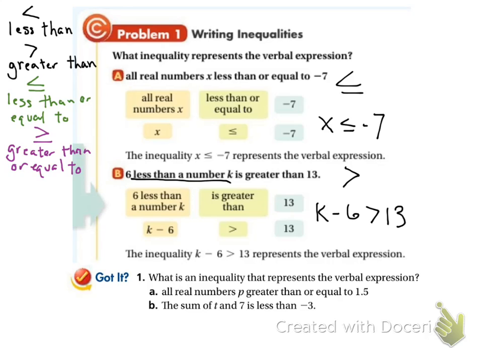Okay, let's try our problems down here. A, all real numbers p greater than or equal to 1.5. So this is greater than or equal to. So all real numbers p greater than or equal to 1.5. So there's A. Here's B. The sum of t and 7 is less than, so I'm going to use my less than, -3. So the sum means adding, so t plus 7 is less than -3.